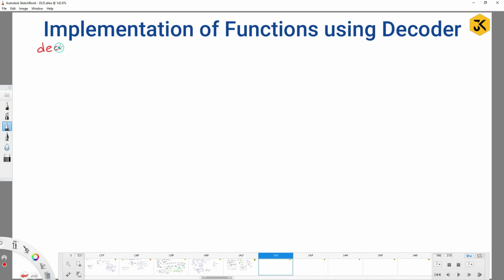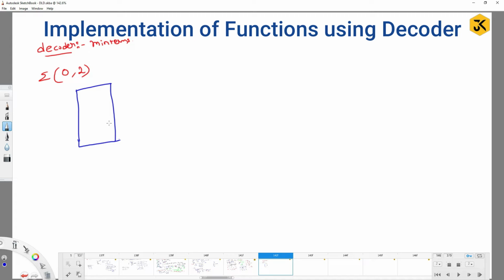In a decoder also, we can represent all possibilities of minterms. As we can represent all possibilities of minterms, we can construct any kind of Boolean function. For example, if my Boolean function contains the minterms 0, 2, how are we going to construct it?